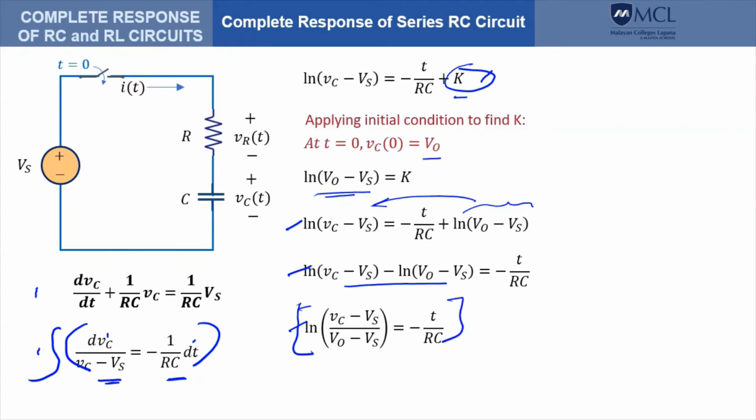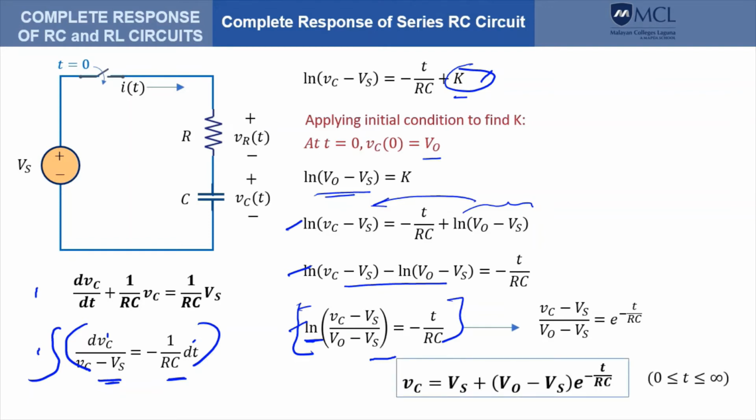anti-logarithmic function in order to express the right side in terms of the exponential function, or we want to get rid of this ln function. So doing that, this equation can be written in this way. And we can solve for v sub c from this equation. So our v sub c will be this one. Take note that v sub c is valid for time from t equals 0 to time infinity. It is not valid for t less than 0.